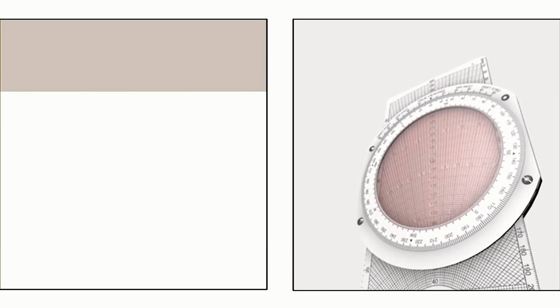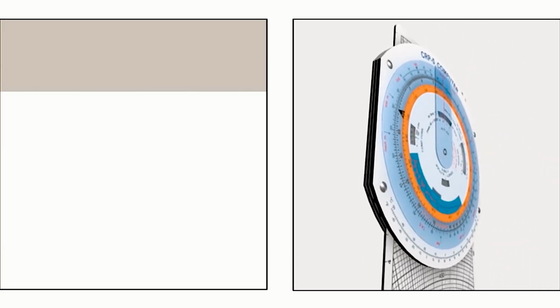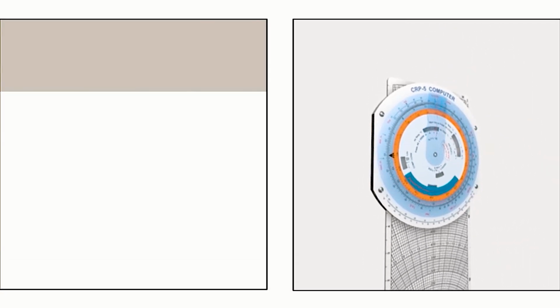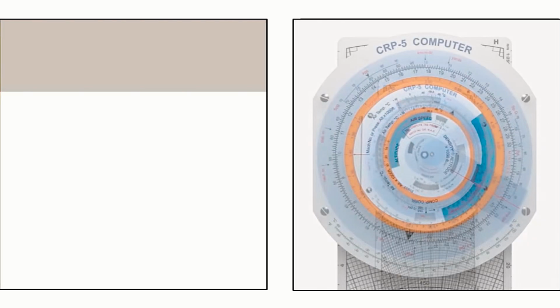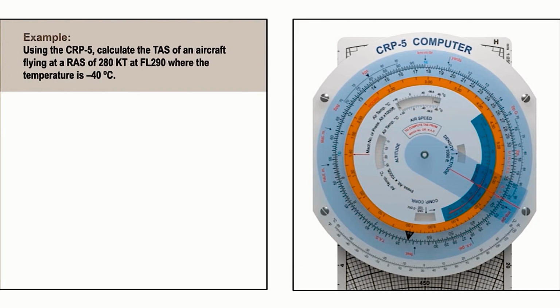In the next two examples, we will look at correcting our computed true airspeed for compressibility when the true airspeed value exceeds 300 knots. Using the CRP-5, we need to calculate the true airspeed of an aircraft flying at a rectified airspeed of 280 knots at flight level 290, where the temperature is -40 degrees centigrade.